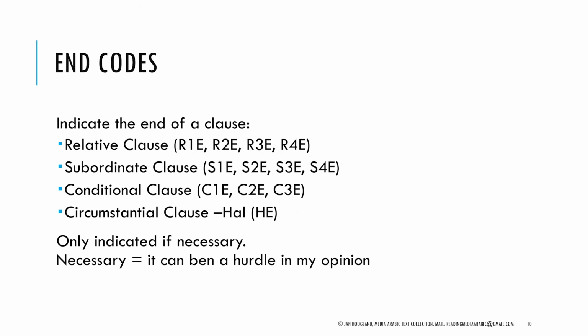As I said, there are 11. They all apply to the clauses that can occur within sentences. So there are 4 types of relative clauses. I will explain them later. This means there are also 4 end codes to indicate the end of these different types of relative clauses. Well, the same for subordinate clauses, conditional clauses, and the circumstantial clause, the hal clause or the hal sentence. I only provide an end code if it is necessary, and I will define necessary as it can be a hurdle, in my opinion. I'm sorry for the typo in the presentation.